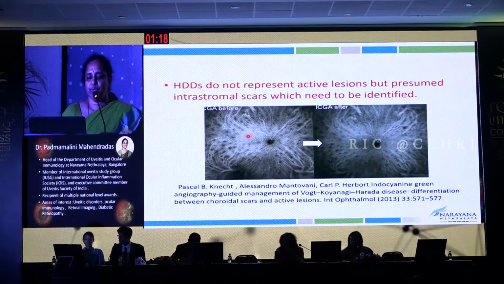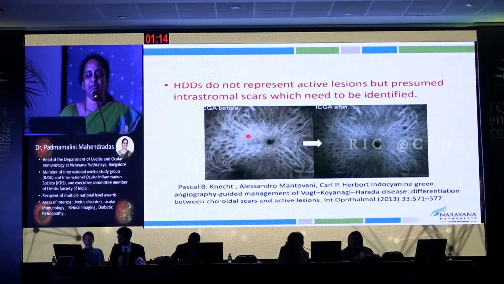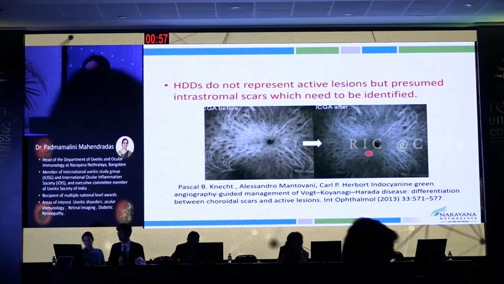All hypofluorescent dark dots are not active lesions. Even scars can have this. Based on ICG morphology, can we differentiate between the two? Yes. In healed lesions, they are not well-defined dark dots, and we can see the underlying choroidal vessels through them. That indicates an inactive or scar lesion.